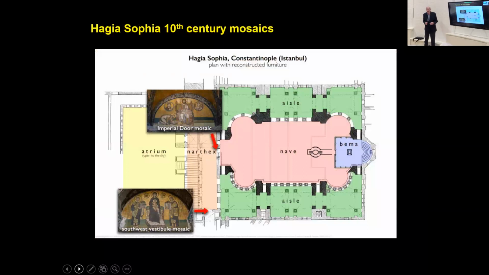But we're now going back to Constantinople and the Hagia Sophia, the great cathedral church, to see more of what we might call this Macedonian range of art. We're going to be looking at the entrance to the narthex, the royal door, which I did show you briefly last time. And we're also going to be looking at another entrance here, the vestibule.